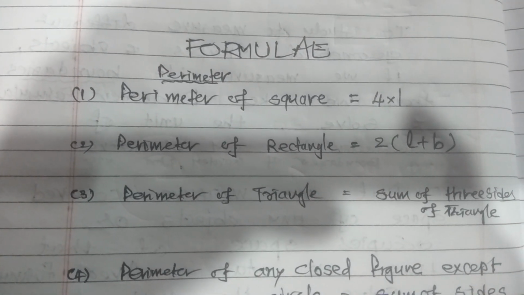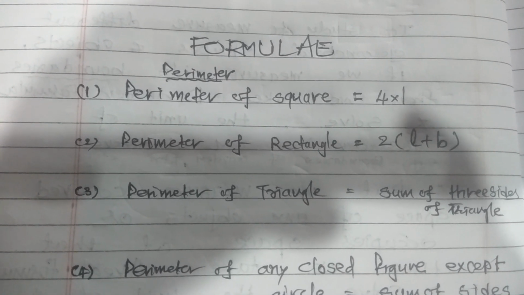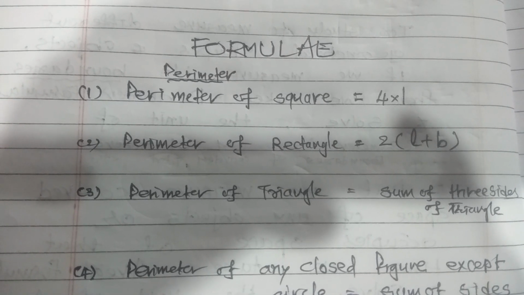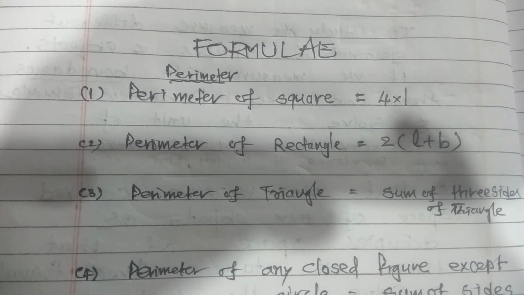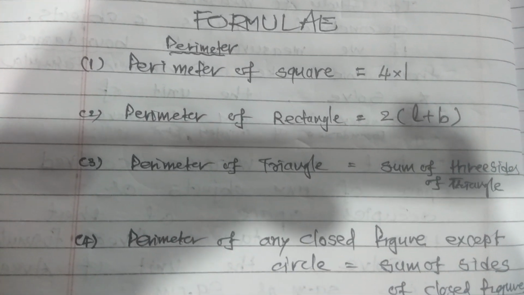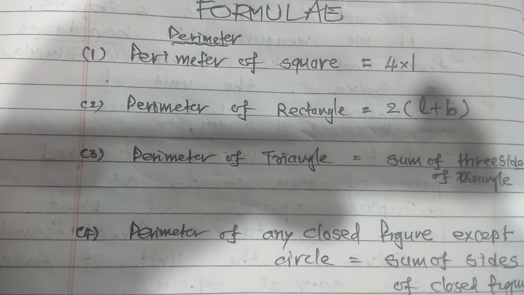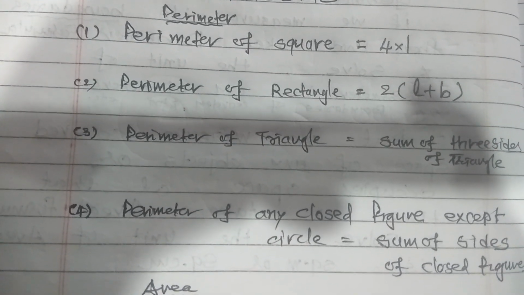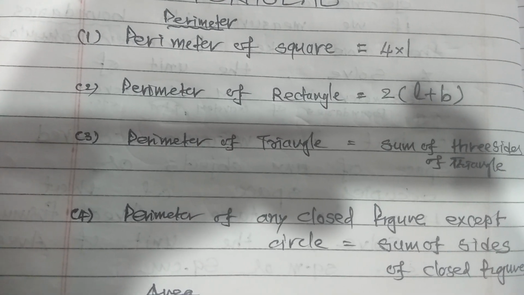Before we start our chapter, students, here we have to note down the formulae of all geometrical shapes, and again we recall these formulae. So you have to learn all the formulae properly. First of all we talk about the perimeters. Perimeter of square is 4 into L. L means what? Length. Perimeter of rectangle is equal to 2 multiplied by L plus B. This also we have known.